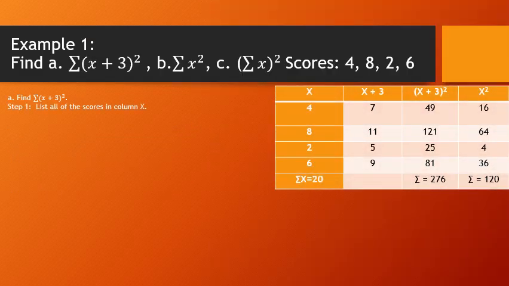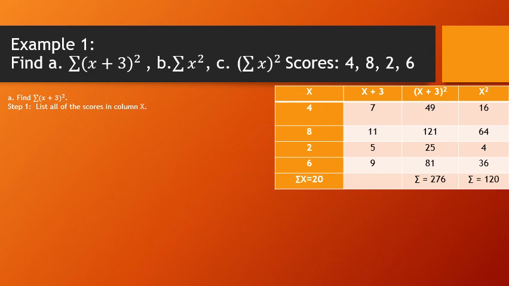Here's an example. Find, for part A, the summation, parentheses x plus 3, and then squared. Well, the order of operations says we do what's in parentheses first. So x plus 3. Look at your table over here. First, you would start with the column of scores. You would label it X at the top, and you would put the 4 scores. So I would have scores of 4, 8, 2, and 6 that I was given. So this is how I would set my problem up. So the first thing I would do for those scores is list them out under X.